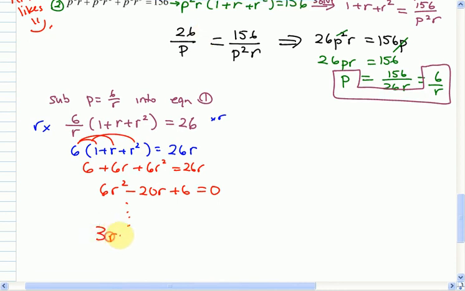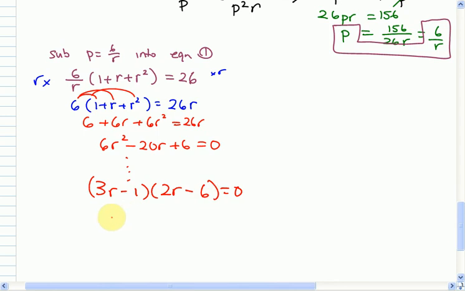3r minus 1 and 2r minus 6. Really? 2r minus 6? Oh yeah, that makes sense. Or use the quadratic formula. R equals 1/3, R equals 3. Is that what you got? Okay, that's good.